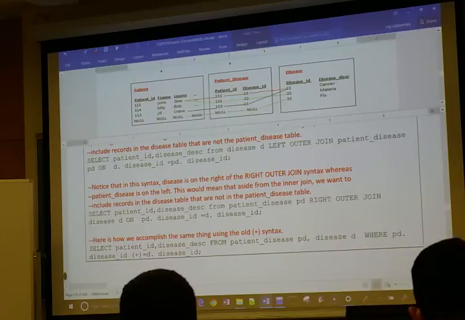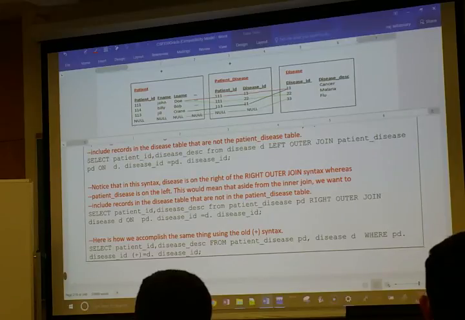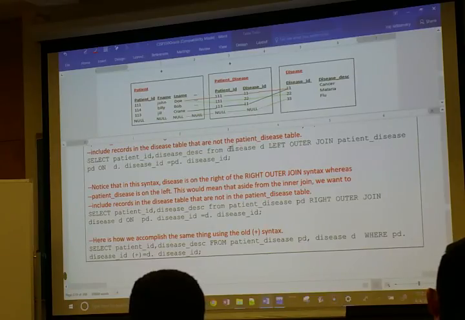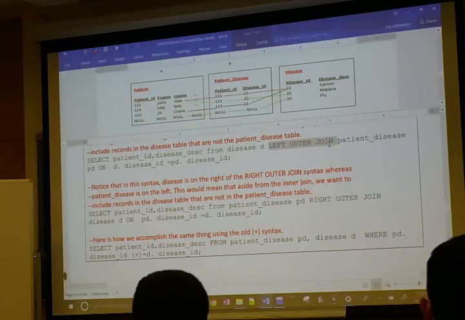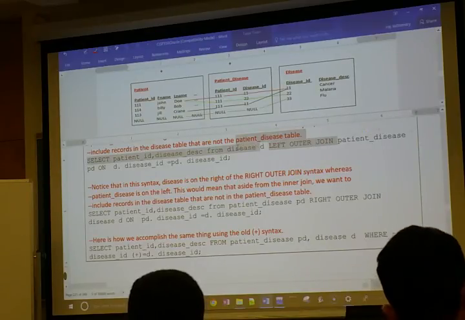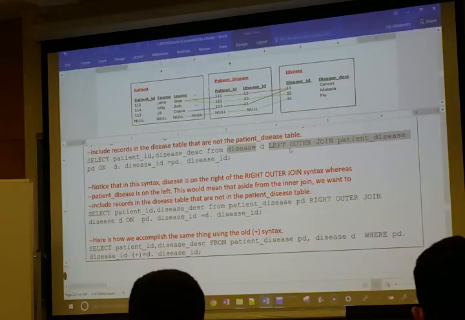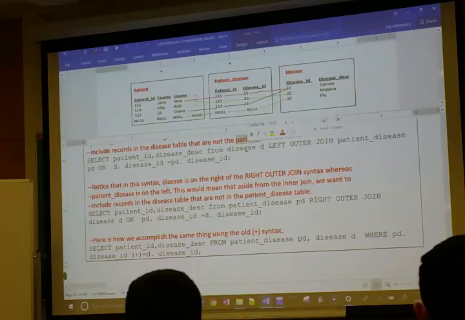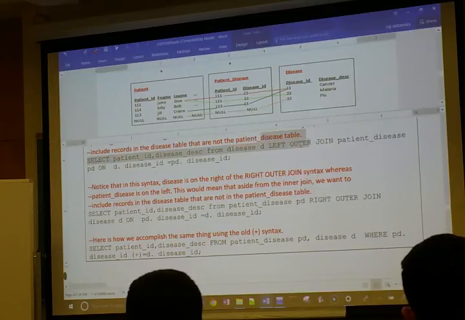Now, it just so happens that if you don't like plus signs, Oracle provides for you the syntax that you can use. And the syntax goes as such. You have the disease table, you have the patient disease table. And you notice that in this syntax right here, you have the disease table sitting on the left-hand side. And you have the patient disease sitting on the right-hand side. So it says, let's go into a left join. And the left means let's place the emphasis on the table that is sitting on the left-hand side of that syntax right there.